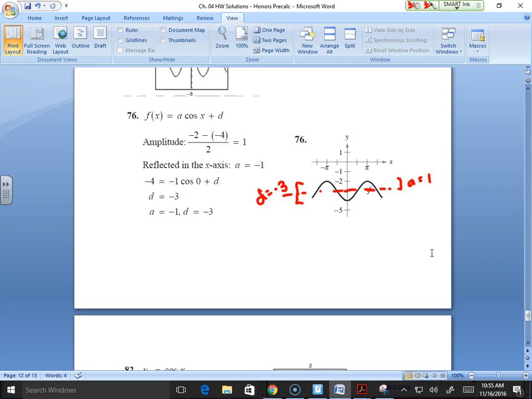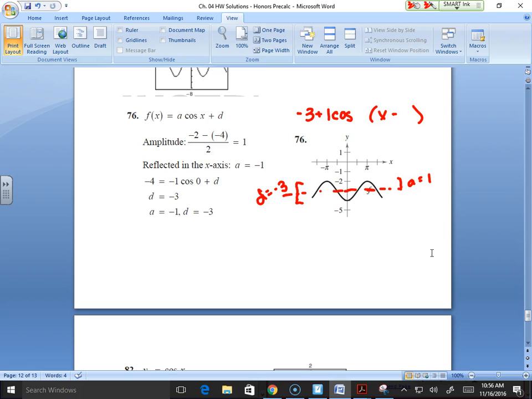So once we have the D, and I would write it a little differently, it would be -3 plus 1 cosine of, now we have two more pieces to fill in, right? Okay, I don't start with that, I start with the phase shift. Where do we want it to start?